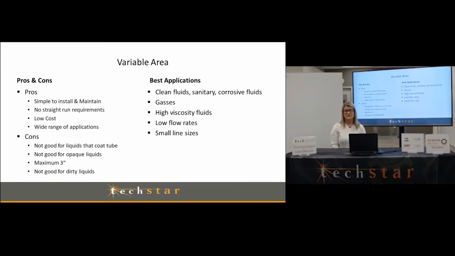The fluids have to be clean, specifically because you have a moving float inside the unit, and if anything gets clogged up in there, the float won't move and your flow meter won't work. They are good for corrosive fluids. You can put gases through them, like I mentioned, nitrogen or natural gas flow that's small, perfectly fine for this. They also suit high viscosity fluids, really low flow rates, and small line sizes. Once again, anything that looks like a sample system or a really small metering skid, these are pretty cost effective to use.